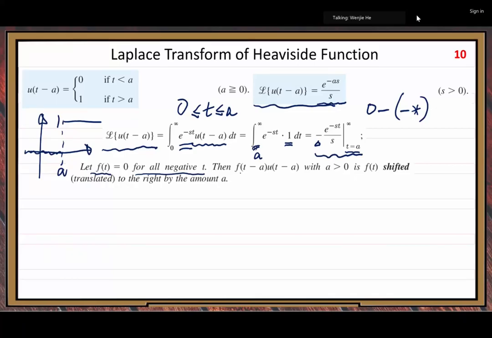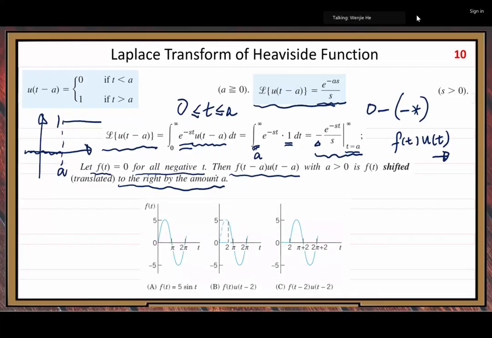Then, this is a shifted version, translated. This is the function f of t times u of t. We shift its graph a units to the right. Here, let's draw graphs. Suppose the original f is 5 times sine of t.